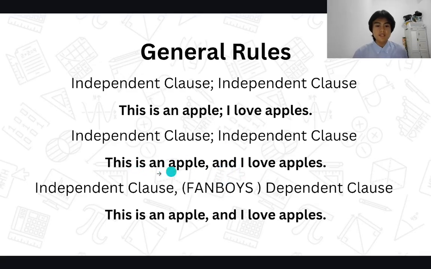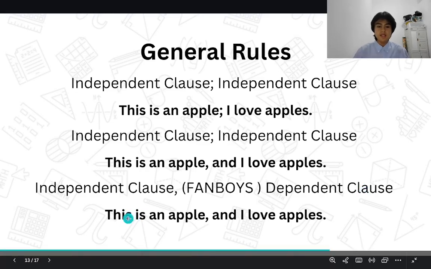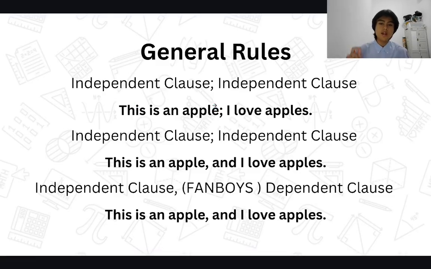And the next one is the independent clause with FANBOYS. If you want to use FANBOYS, it has to be followed by a dependent clause. So independent clause, and then you have FANBOYS, which is for, and, nor, but, and a dependent clause. For example, this is an apple, and I love apples. And this is equivalent to: this is an apple, dot or semicolon, I love apples.